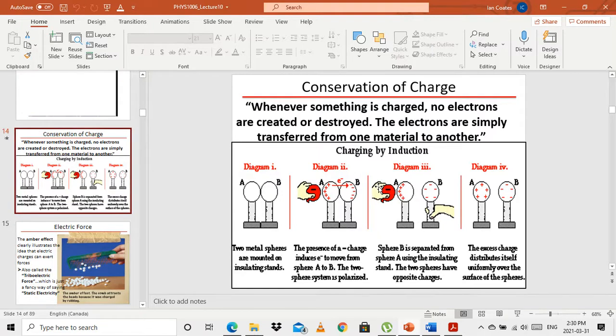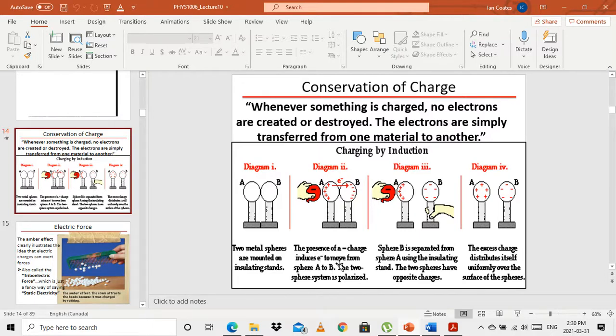Conservation of charge. Whenever something is charged, no electrons are created or destroyed. The electrons are simply transferred from one material to another. So you look at this case here, diagram 1. 2 metal spheres are mounted on an insulating stand. We'll get into what an insulator is. An insulator is that. It insulates.